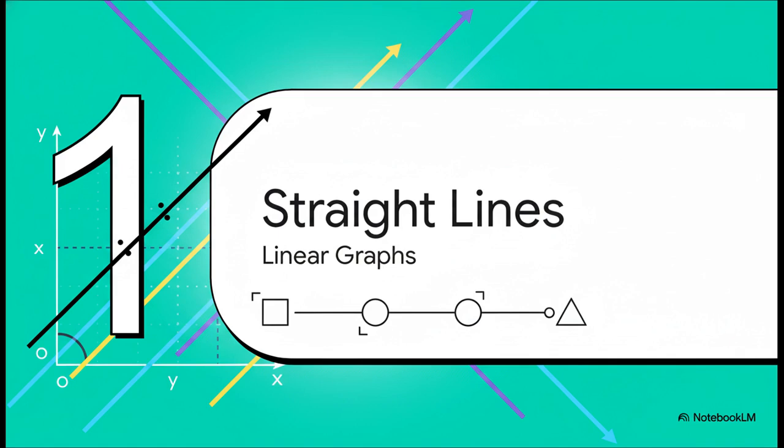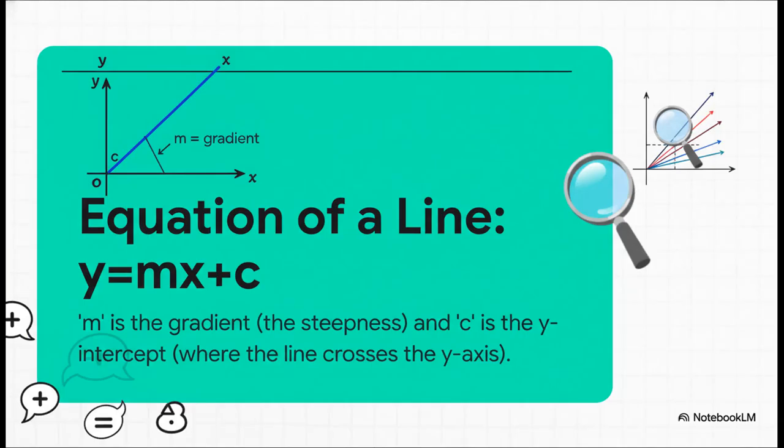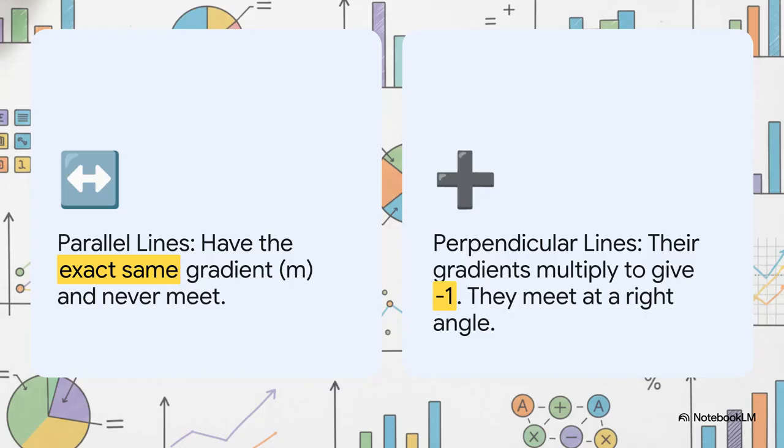If you can master this, I promise a lot of the trickier stuff we're going to talk about will suddenly just click into place. It's kind of amazing how this one simple formula, y = mx + c, tells you everything you need to know. The m is your gradient. Just think of it as the steepness. For every 1 unit you go across, how many do you go up or down? That's m. And c, that's the y-intercept, which is just the point where your line crosses that vertical y-axis. Simple as that.